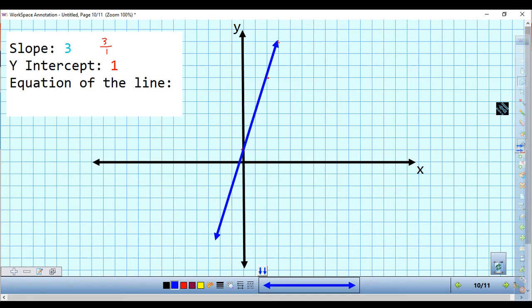I just need those two pieces of information, and I can put that together, and I can say the equation of the line is y is equal to 3x plus 1. So if I'm given the equation y equals 3x plus 1, I wasn't given it separate, I would be able to pick out of that, oh, the slope is 3, the y-intercept is 1.